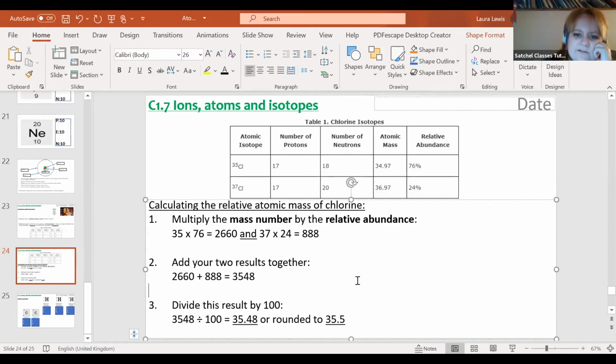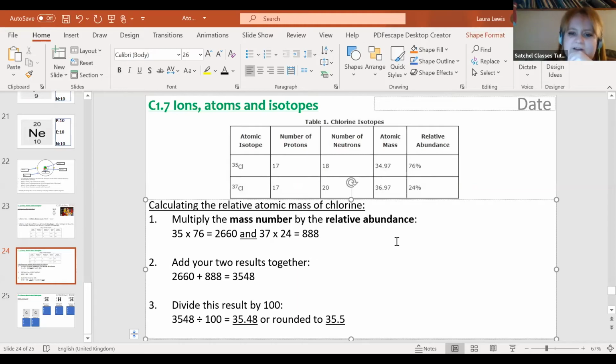So let's have a look at calculating the relative mass of chlorine. You multiply the mass number by the relative abundance. Okay, so 35 times 76 equals 2660. So just go for the whole numbers. 35 times 76 is 2660, and 37 times 24 is 888.